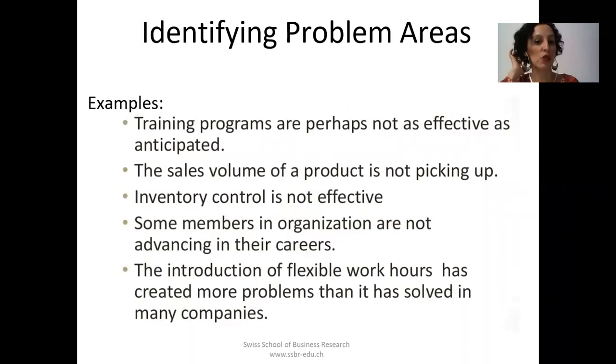What can we see? For example, training programs, perhaps they're not as effective as we had anticipated. Let's see the reasoning why. Why is this volume not selling as much as we had hoped? Why are we having issues with our inventory? The control that we have over the inventory is not being effective. Why are there specific departments in our company that are not advancing in their careers? And why can't we adopt a flexible mode of work? And what issues has that arisen for other organizations, for example?